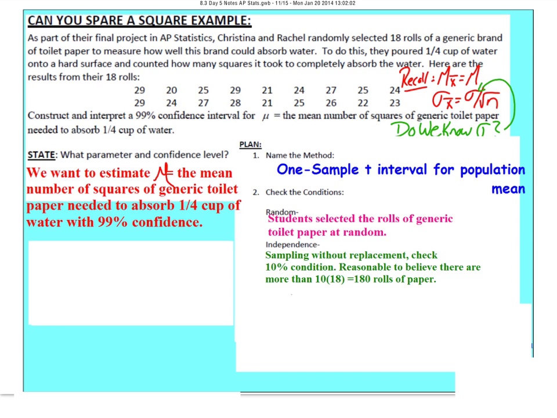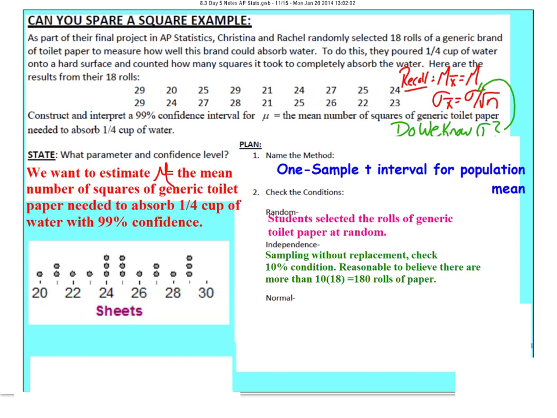Now, normality. Here we have to be careful for the normal condition. Our sample size here is 18, so we cannot use the central limit theorem. We also do not know if these rolls of toilet paper are coming from a normal distribution. So you are required in this case to actually graph out the distribution of these results. So you're going to show a graph.